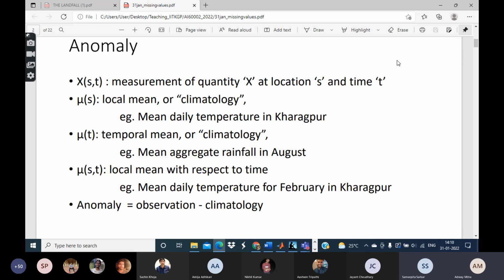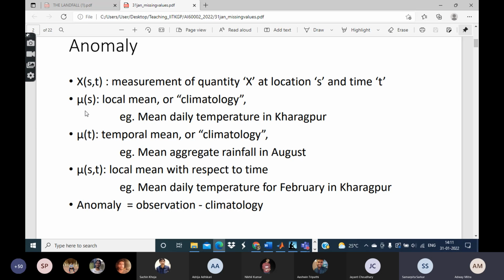So consider this example. Suppose we are measuring the daily temperature in Kharagpur. Let us say X is the temperature at any location S and at a given time T. Now, if you consider only the location, we can define mu of S as the local mean or the climatology at that location S. That means if you take the average temperature at that location over a long period of time, what you will get is basically mu S.